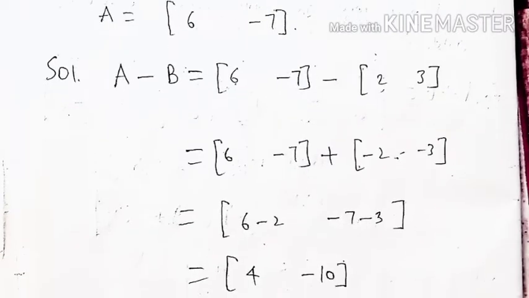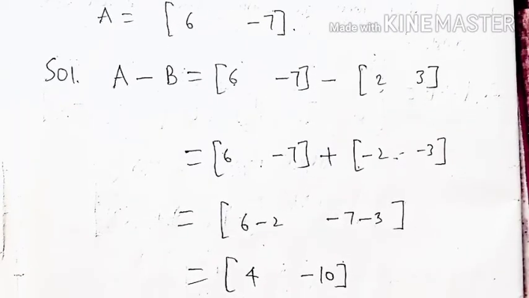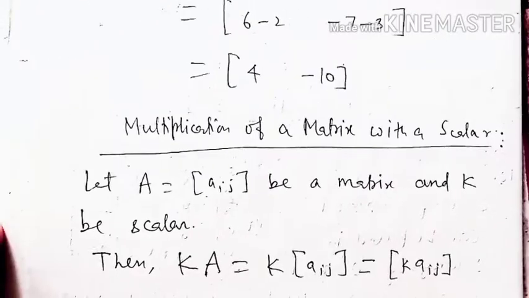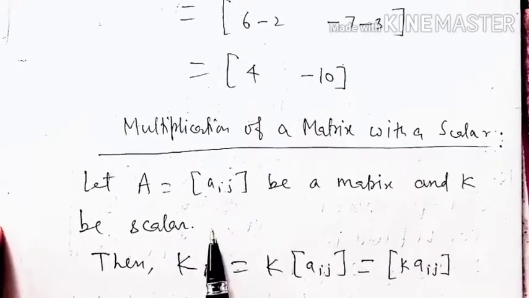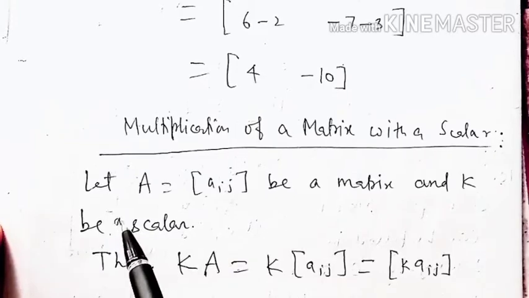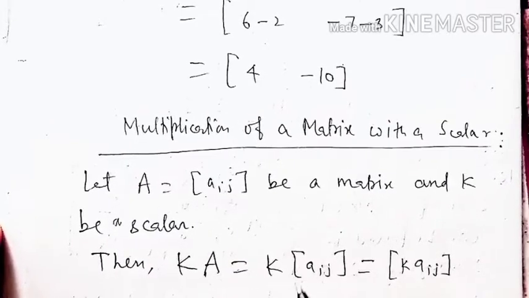Let us now see multiplication of a matrix with a scalar. Let Aij be a matrix and K be a scalar. Then KA is equal to K Aij, which gives us, here we multiply every element Aij with K to get the new matrix.